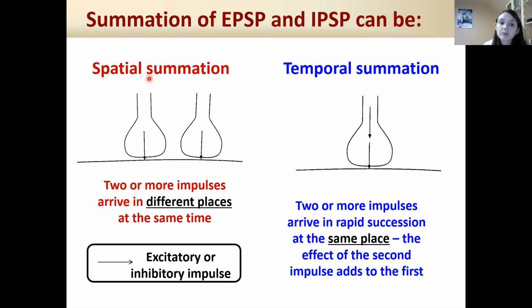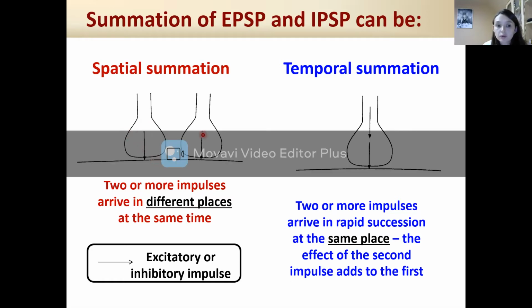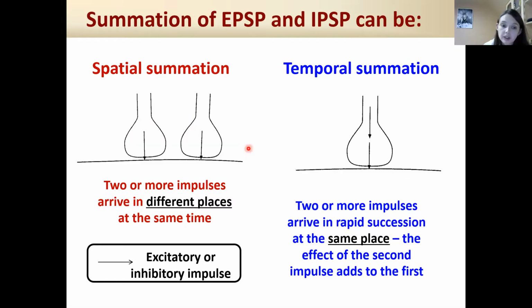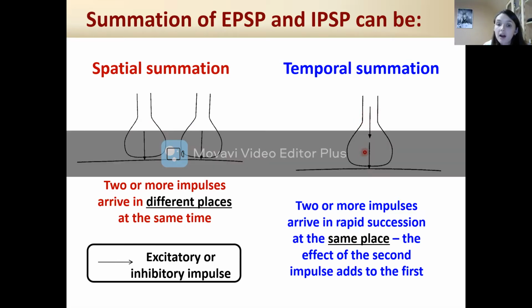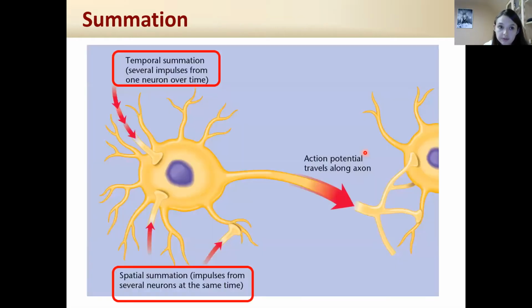Spatial summation means when two or more impulses arrive in different places at the same time. So when a lot of impulses arrive at the same time, this will be responsible for firing the action potential. And temporal summation means when two or more impulses arrive in rapid succession in the same place. So due to temporal summation, we also could receive the action potential. When they are summed together, they will fire the action potential.